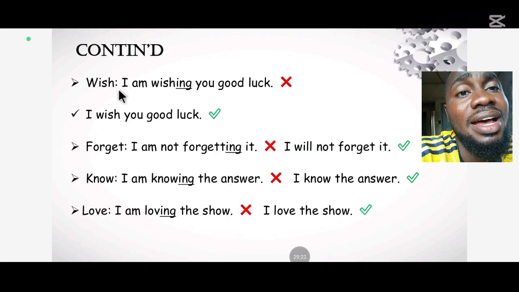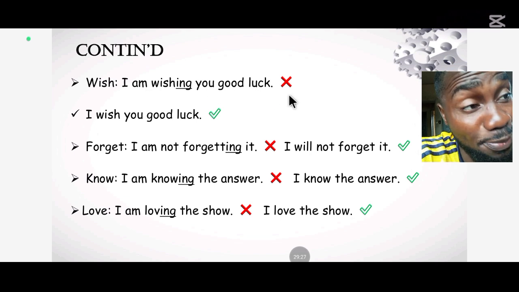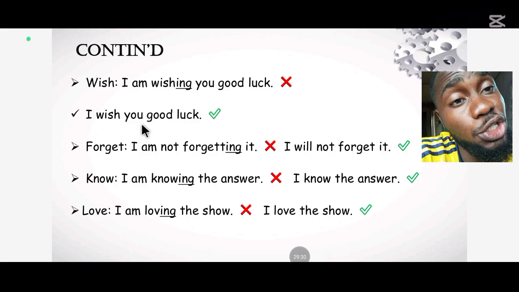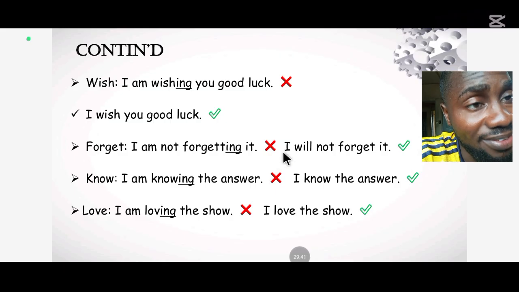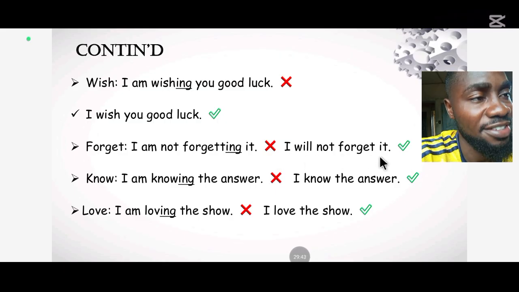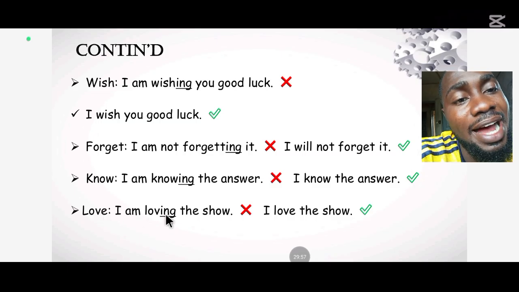Wish. "I am wishing you good luck," which is wrong. It's also part of the verbs of the mind. "I wish you good luck," which is correct. Forget. "I am not forgetting it," which is wrong. "I will not forget it." Correct. Know. "I am knowing the answer," which is wrong. "I know the answer," which is correct.